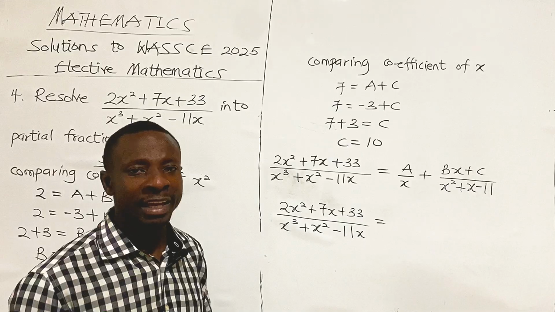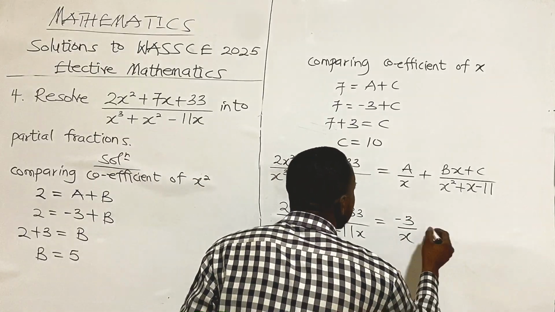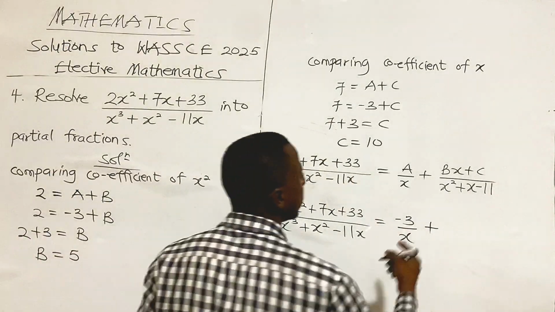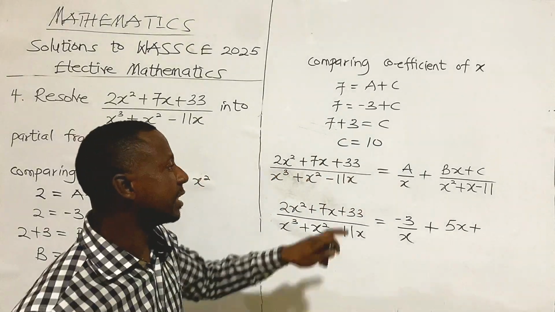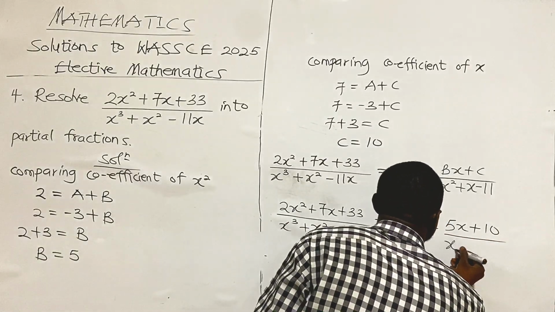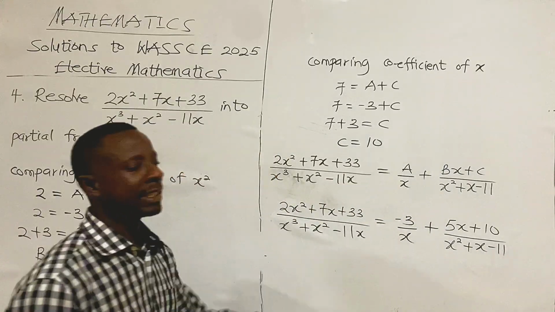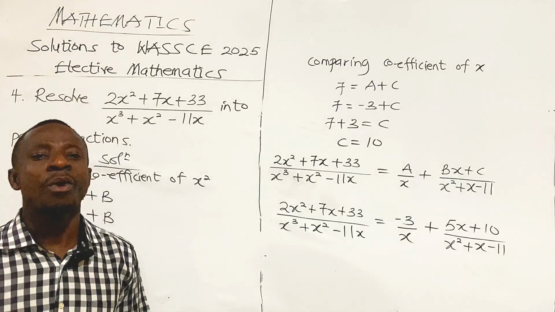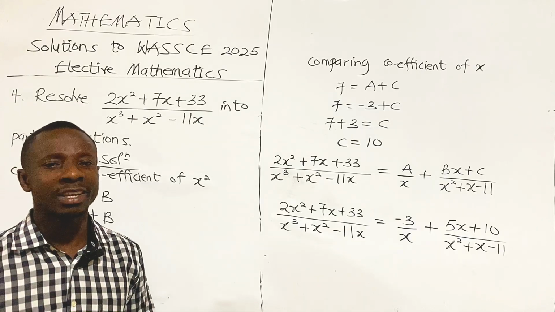we know the value of A to be negative 3. So we have negative 3 over x plus, the value of B is positive 5. So 5 times x, we have 5x plus C, which is 10 all over x squared plus x minus 11. And this will be the final answer for the question for WASSCE Elective Math 2025. Let's look at the question 5.